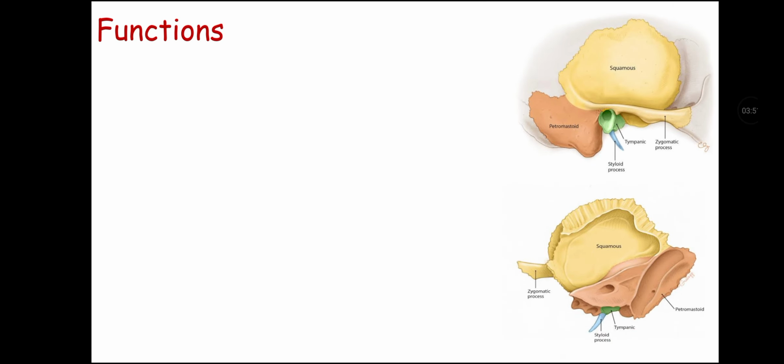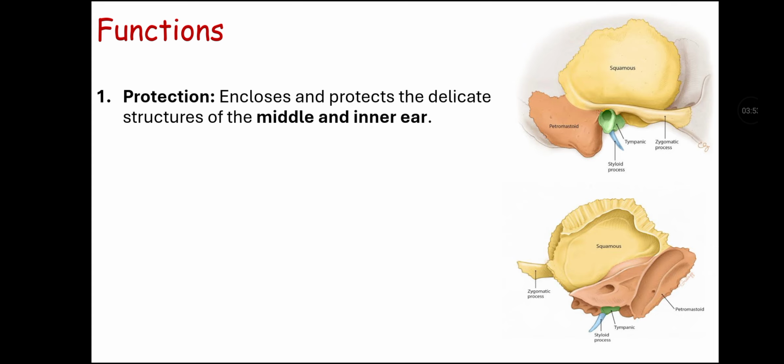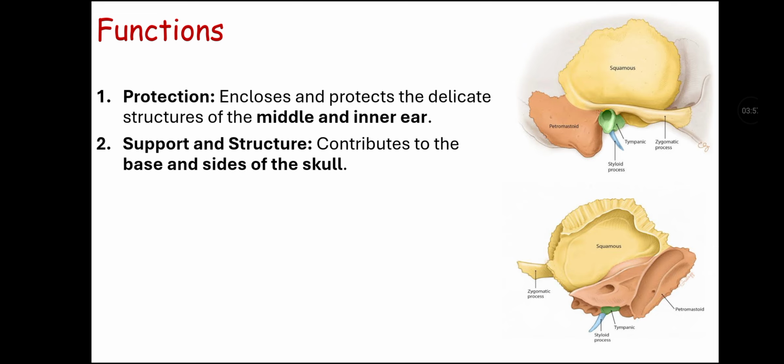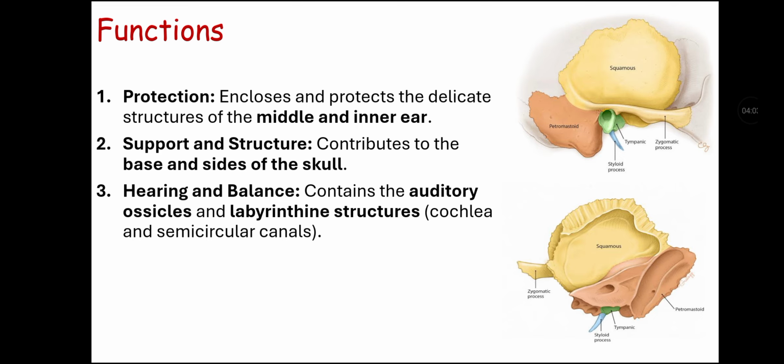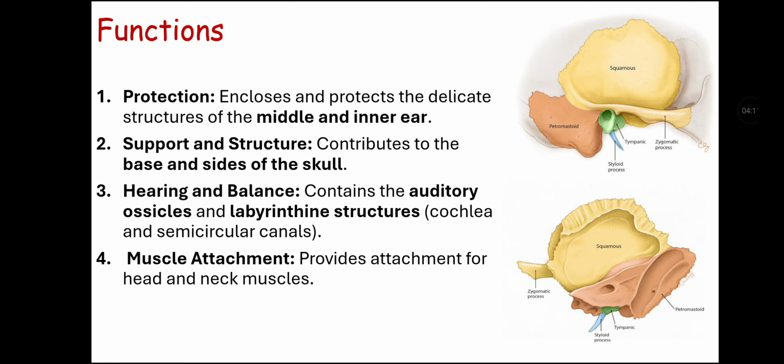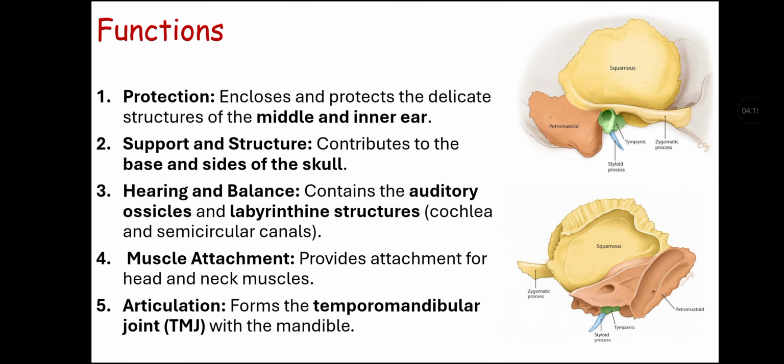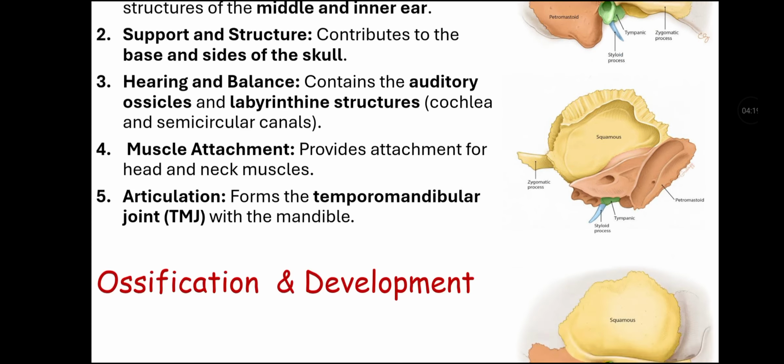Now let's talk about functions of temporal bone. First is protection, as it encloses and protects the delicate structures of the middle and inner ear. Second is support and structure, as it contributes to the base and sides of skull. Third is hearing and balance, as it contains the auditory ossicles and labyrinthine structures like cochlea and semicircular canal. Next is muscle attachment, as it provides attachment for head and neck muscle. Next function is articulation, as it forms the temporomandibular joint with the mandible.